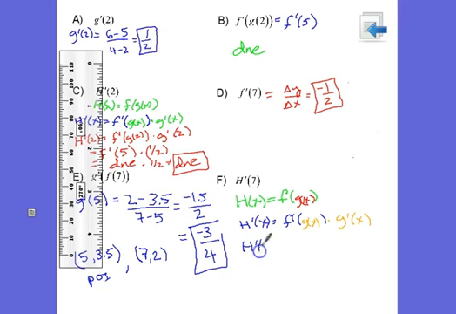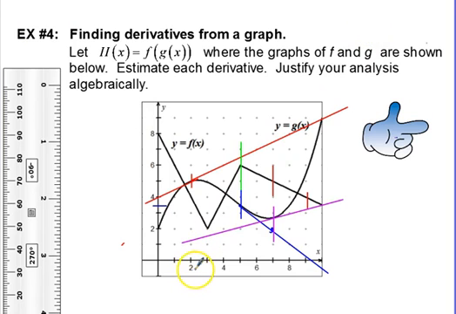So h prime of 7 will be equal to f prime of g of 7 times g prime of 7. So we have to go back to our graph, and the first thing we're going to need to find is what g of 7 is. Alright, so let's take a look at g of 7.